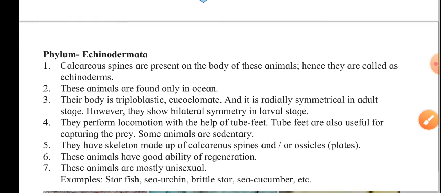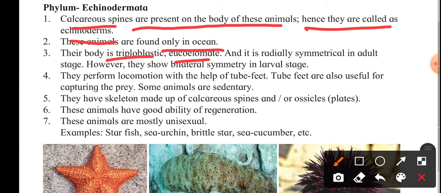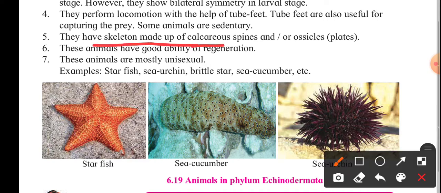The next phylum we have to discuss is Echinodermata. Calcareous spines are present on the body of these animals, hence they are called echinoderms. These animals are found only in the ocean, which is important. Their body is triploblastic, eucoelomate, and radially symmetrical in the adult. However, they show bilateral symmetry in the larval stage. They perform locomotion with the help of tube feet. Tube feet are also useful for capturing the prey. Some animals are sedentary. They have a skeleton made up of calcareous spines and ossicles. These animals have a good ability of regeneration. These animals are mostly unisexual. Examples are starfish, sea urchin, brittle star, sea cucumber, etc.